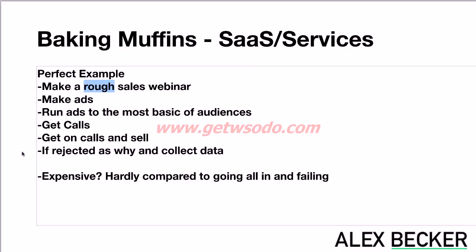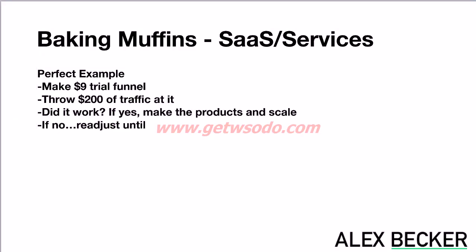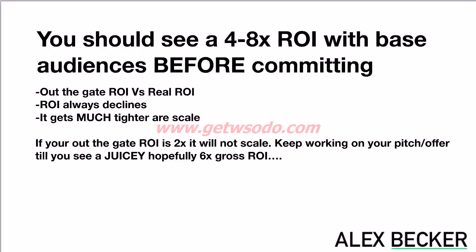So same exact thing. Do the whole sales call, do the whole networking, talk to people, then make a rough sales webinar, make ads, run them to the most basic of audiences, get on calls, and sell it. If people don't buy it and it's rejected, ask why and start collecting data until you can create the perfect SaaS or service for people, and then sell that perfect SaaS or service. Achieve product market fit first, then start scaling with your ads. Scaling something without product market fit is so damn hard. It's so damn unprofitable too.